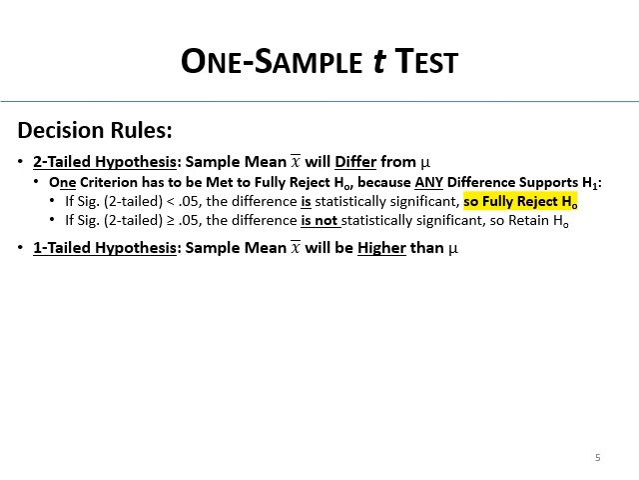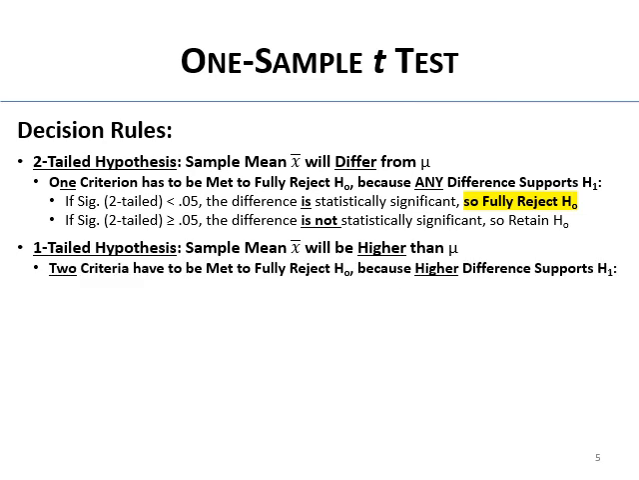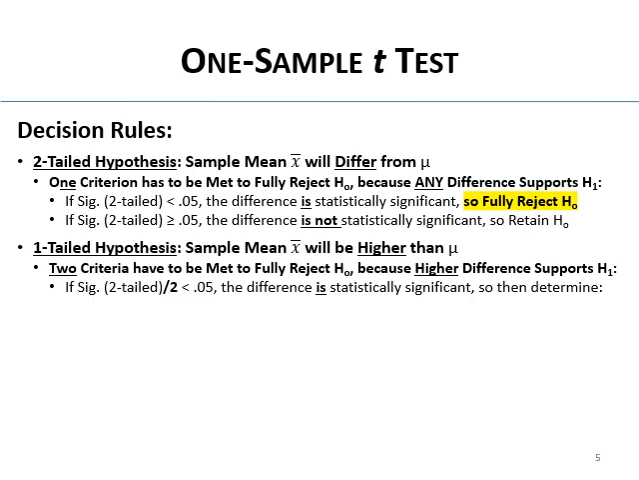So for one-tailed hypotheses, specifically in this case, we're hypothesizing that the sample mean will be higher than mu. Okay, so they're going to have a higher average. Two criteria have to be met. First of all, it's got to be statistically significant. So again, remember to divide the sig two-tailed by 2 when making this decision. So that's piece 1. It is if sig two-tailed divided by 2 is less than 0.05. Okay, there's a real difference here.